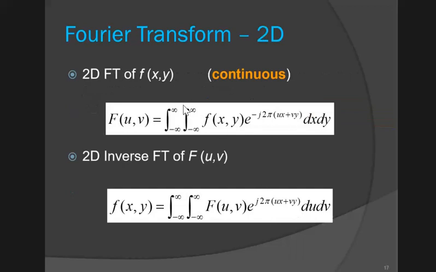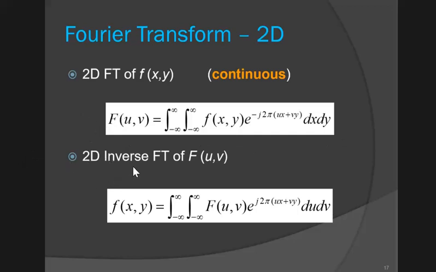Now if we extend that formula to the 2D signal, again here we have f(x,y), which is a continuous signal. The Fourier transform equation is again the integration from minus infinity to plus infinity of f(x,y) e raised to the power minus j 2 pi (ux plus vy) dx dy. So remember this equation. This equation is known as the forward transformation.